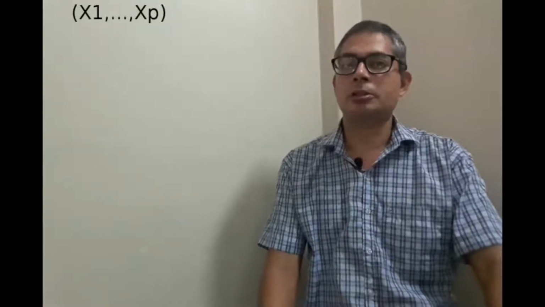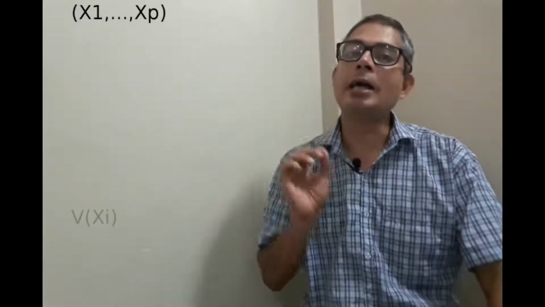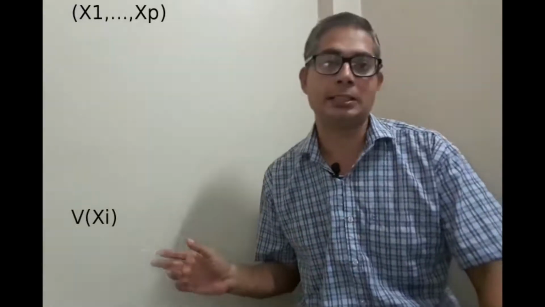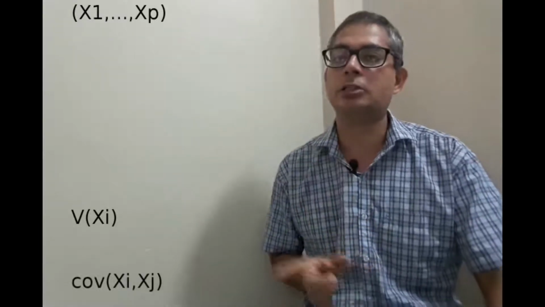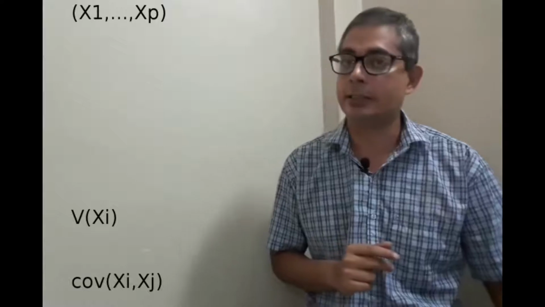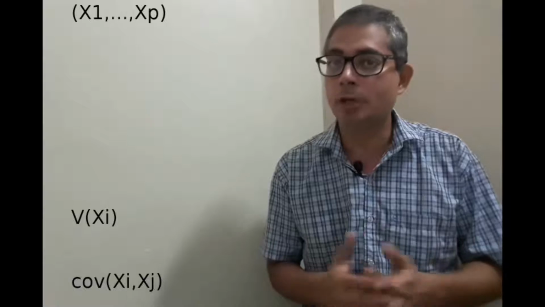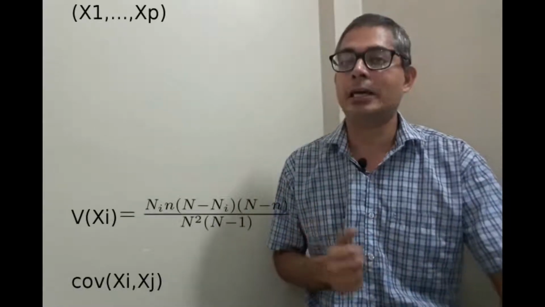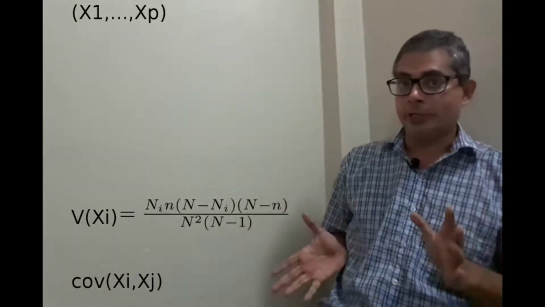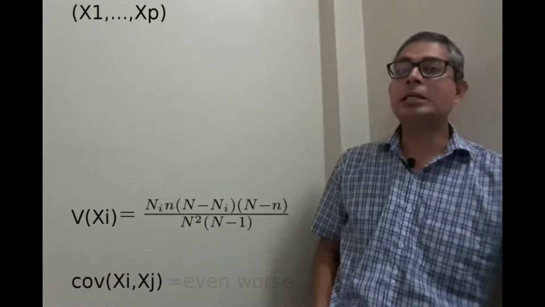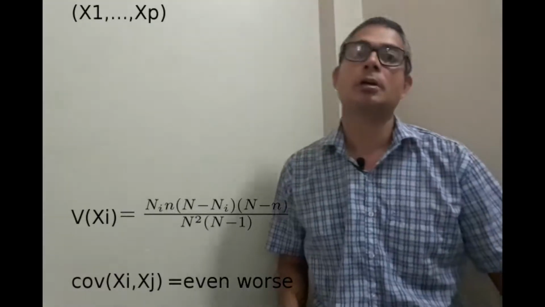The dispersion matrix of X1 to Xp is a p by p matrix with the ith diagonal entry being the variance of Xi, and for i not equal to j, the ij off-diagonal entry is the covariance of Xi and Xj. Again, if you remember the variance of univariate hypergeometric, then you know that the variance is this. I know it looks bad and not at all obvious. The covariance is even worse. In fact, so bad that I do not even care to show it.